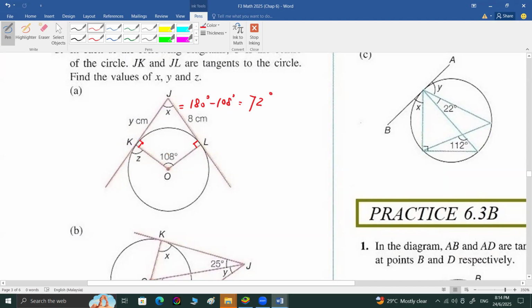Okay, and then can you see this one? This one is 90, right? Yeah, okay. So class, what about Z? Yeah, Z is also 90. And to get Y, same length, right? So what is Y? Yeah, Y is 8. Okay, don't write cm already because here got cm. So if here we have the unit, we write Y is 8 only. Okay, can all of you follow? Yeah, next. Dash 3 is okay for you? Can follow or not?